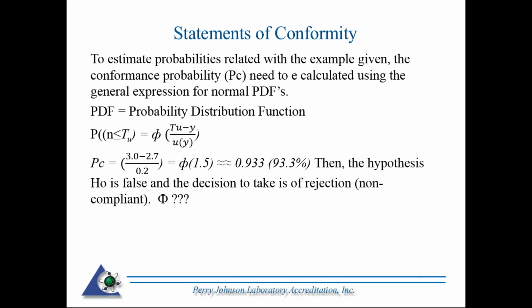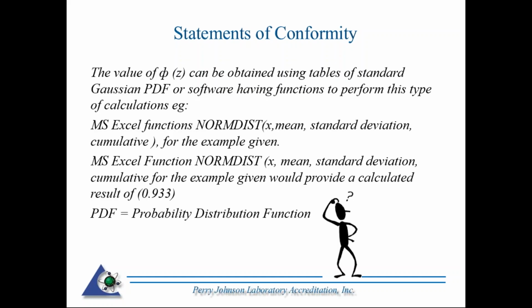Those of you that are actually utilizing this, I'm sure probably have this function, but I'll leave this up here. As you can see, it's using tables of the Gaussian probability distribution function. You have software that has this function. You also have Microsoft Excel functions, which is depicted here, that take value, mean, standard deviation, and the cumulative into account in coming up with that 93.3%. The probability of false acceptance would be, of course, greater than the 0.05.